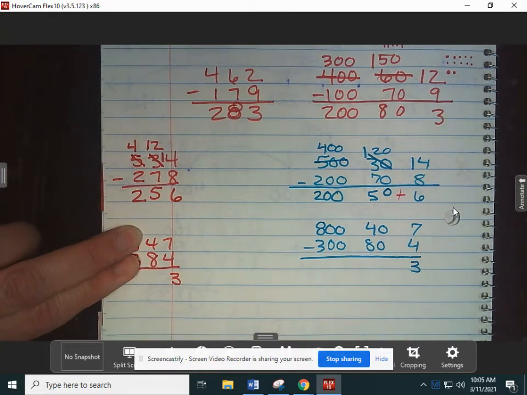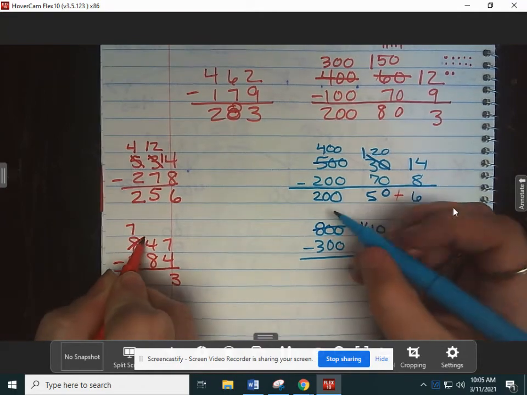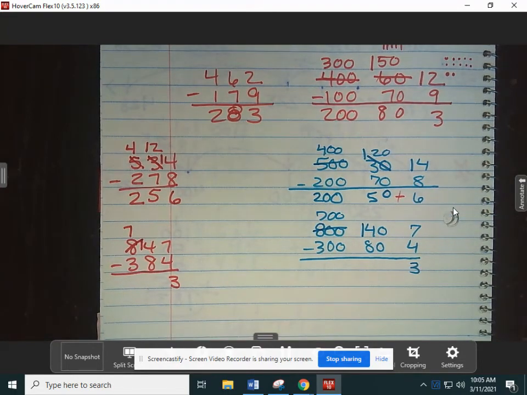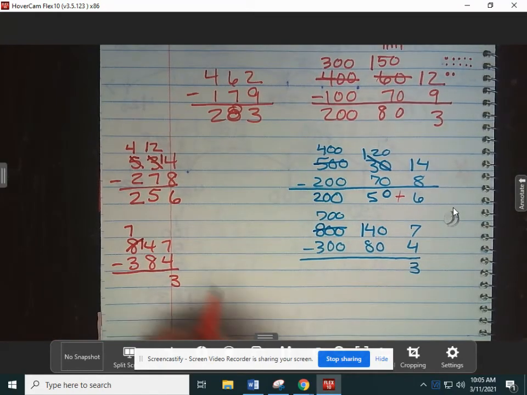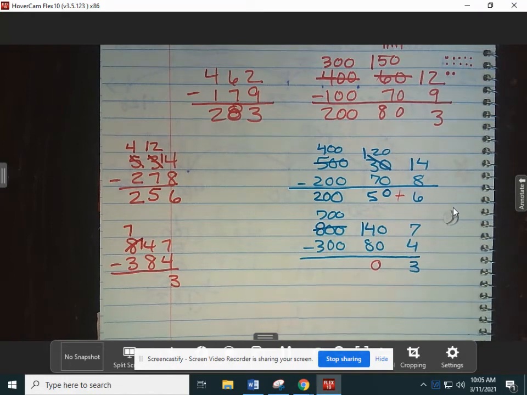I have 4 10s minus 8 10s. She has 40 minus 80. Is that good? No. We have to grab a 100. Okay, I'm getting my 100. She's getting her 100. Okay, so I have 14 minus 8. She has 140 minus 80. She can just put her 0 down there. And now we each are doing 14 minus 8. What is that, Ethan?